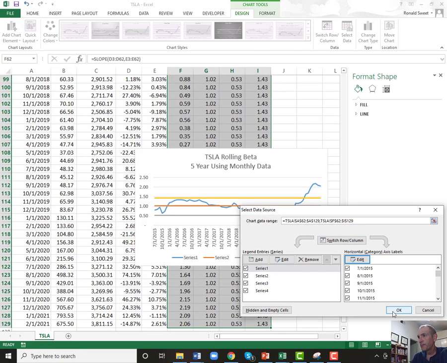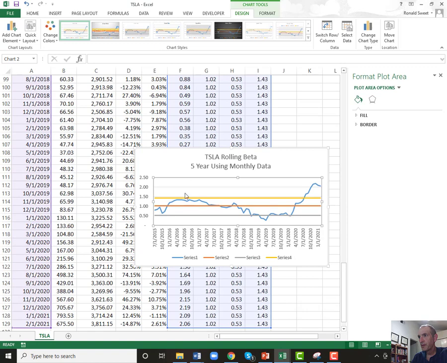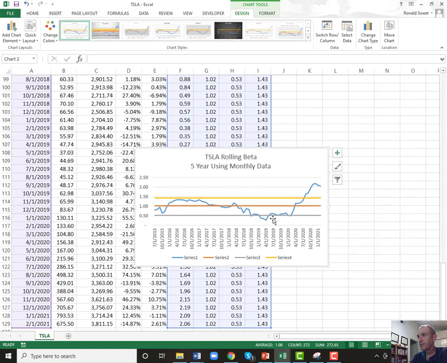Put that in there. Put the dates in there. So there's our rolling beta. Now what do you notice? Now this is real key. That's why I like this rolling beta.